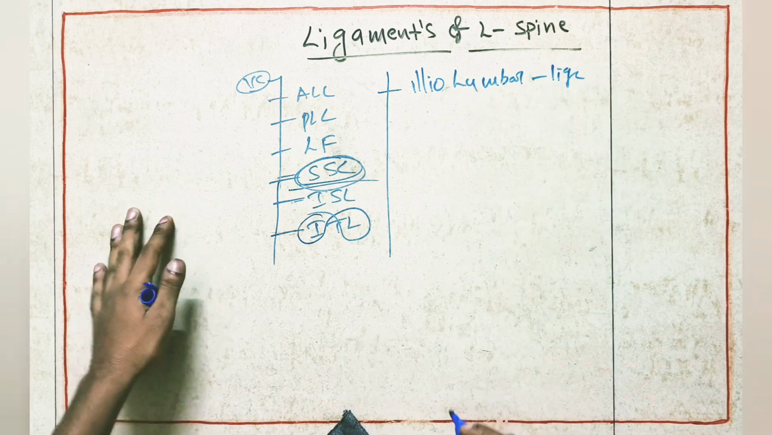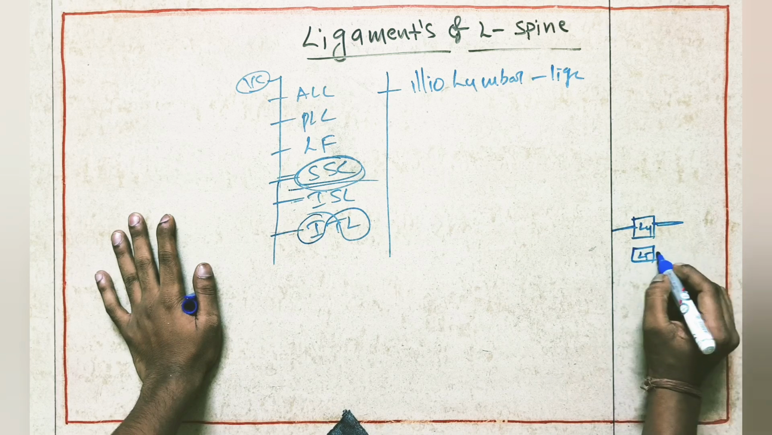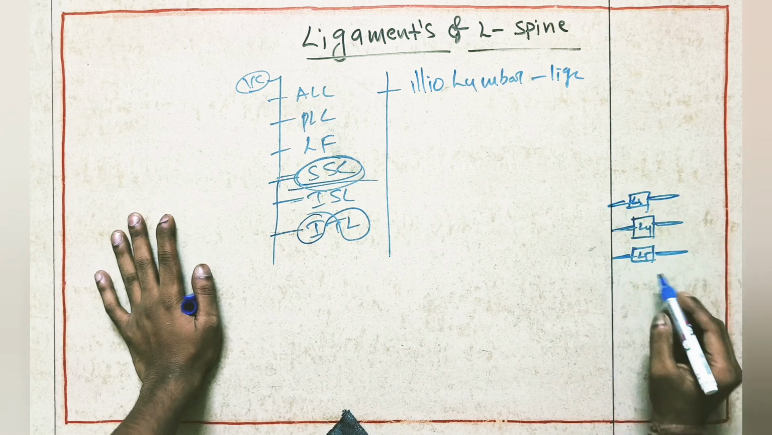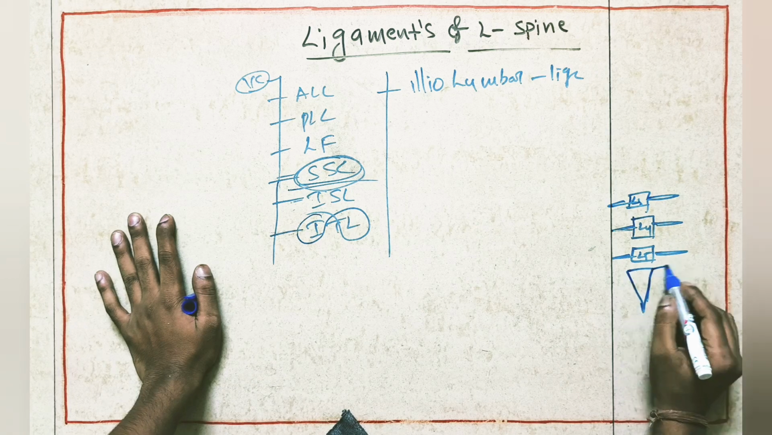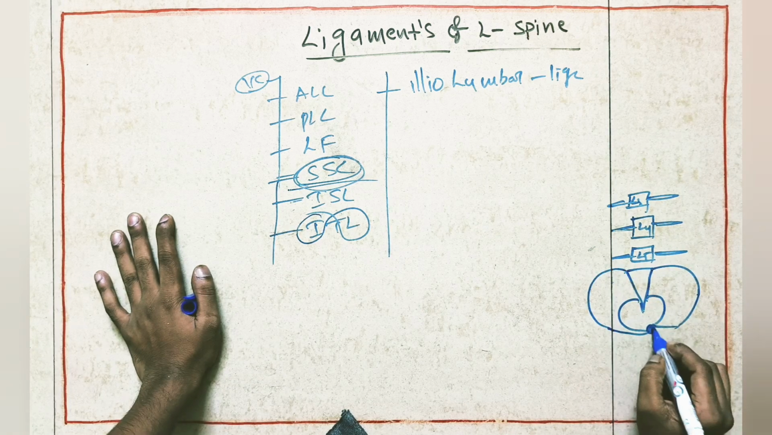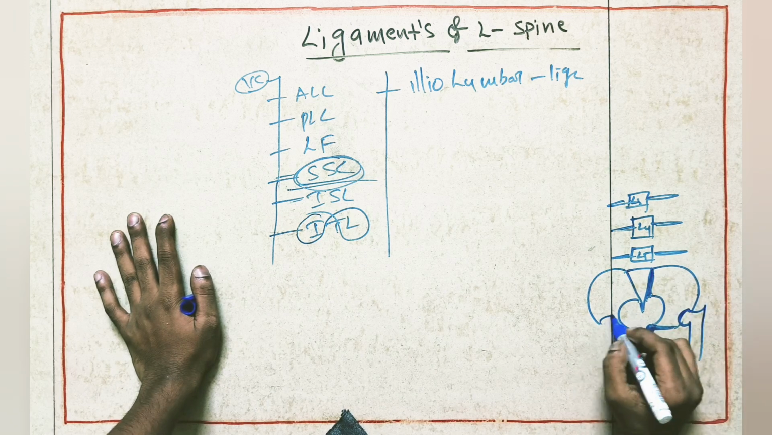The special ligament is the iliolumbar ligament. So what is this ligament? Suppose this is our thoracic spine, this is our lumbar spine L3, L4, and this is L5, seen anteriorly. Here we have the sacrum. From here we have the hip bone, otherwise the pelvic bone. This is the pubic symphysis, this is the SI joint, and here we get our hip joint.